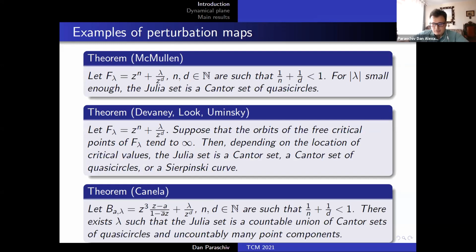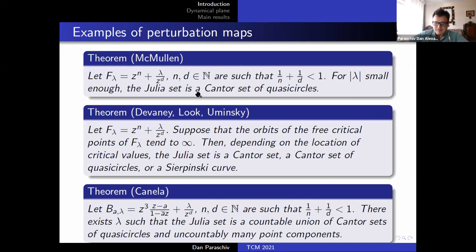Now, let me introduce a few examples of perturbation maps. By adding a pole to the superattracting fixed point of z to the power of n, McMullen has obtained a family of maps, z to the power of n plus lambda over z to the power of d, such that for lambda small enough, the Julia set is a Cantor set of quasi-circles.